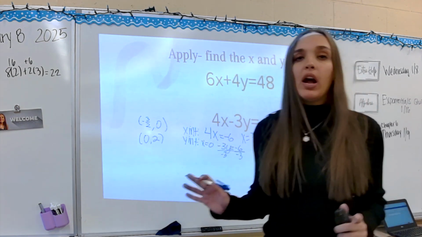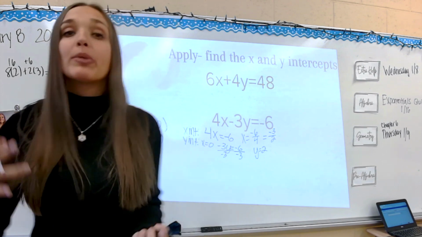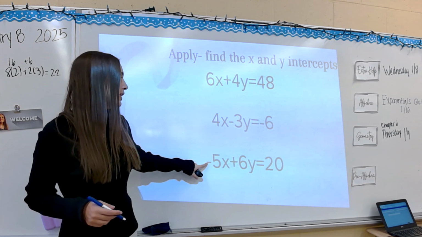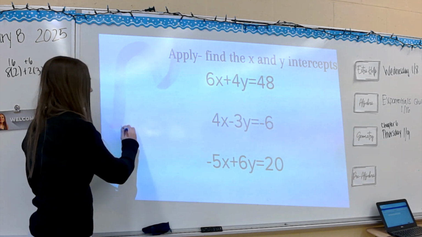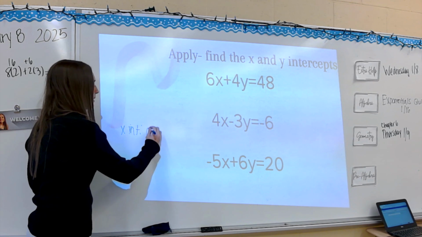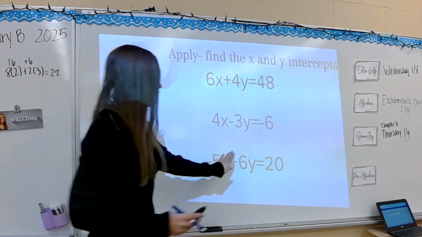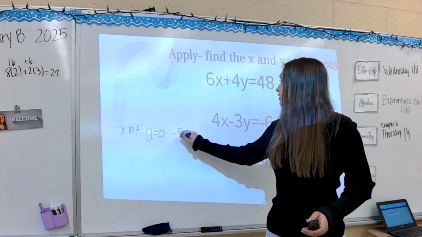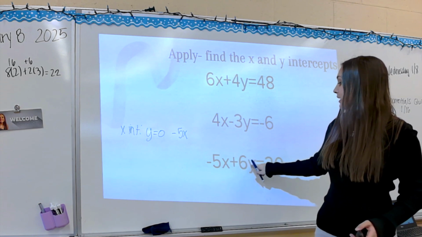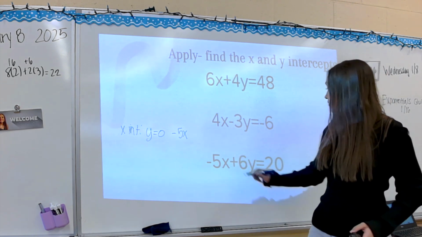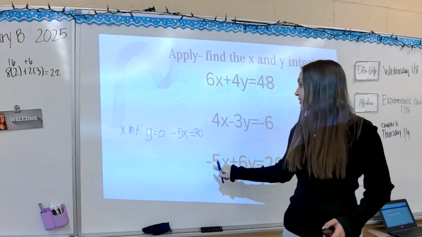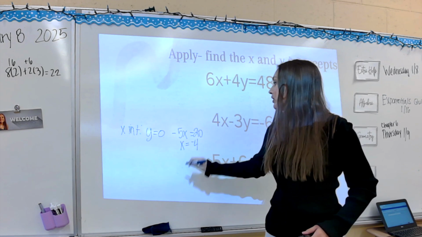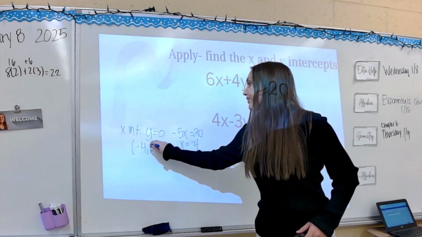We're going to try one more problem just to make sure we're all fully where we need to be with this topic. For our last problem, we have negative 5x plus 6y equals 20. Once again, I'm going to start with my x-intercept. My x-intercept is when y is 0. I'm going to cover up that y. And I get negative 5x. I plugged in 0 for y. 6 times 0 is 0, so I'm gone. Equals 20. I'm solving for x. X-intercept, solve for x. So I get x equals negative 4. So my answer is negative 4, 0.